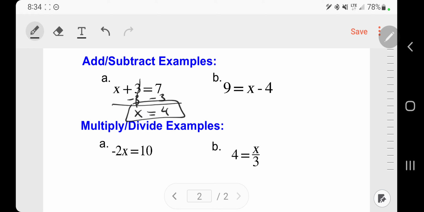In B, we have x minus 4. It's on the right side of our equation, so that means that that's where we're going to be doing our operation. If it's x minus 4, the inverse operation to that would be to add 4. And again, I do that on both sides. Cancel that out, and I'll end up here with 13 equals x, which is also the same as x equals 13.